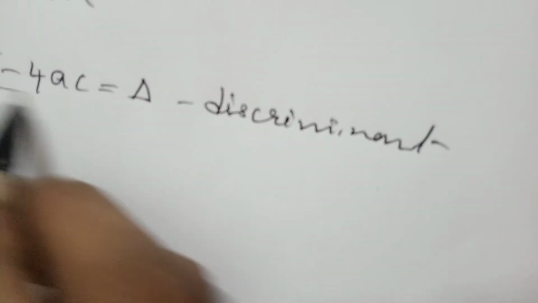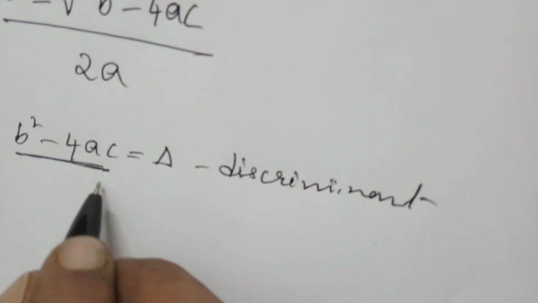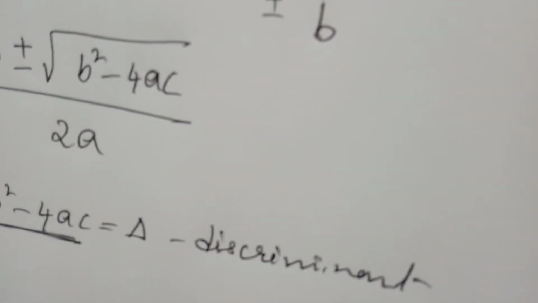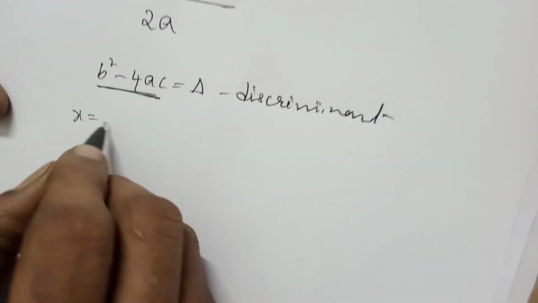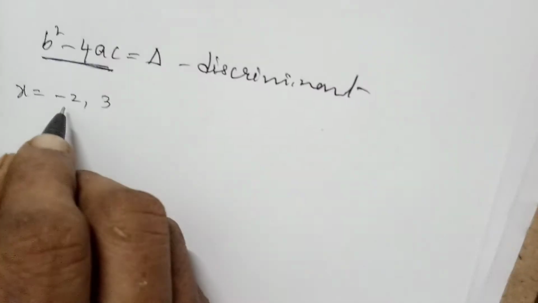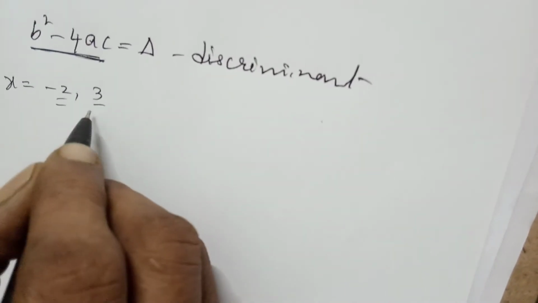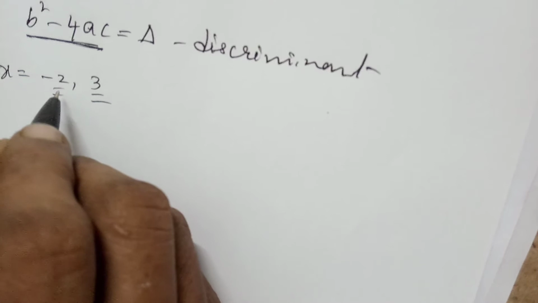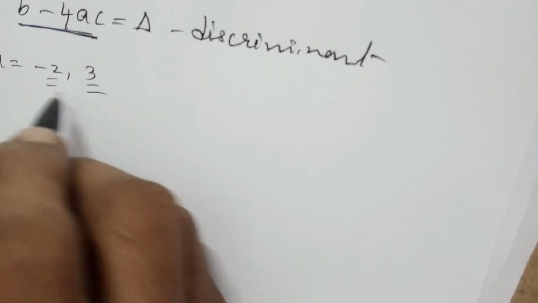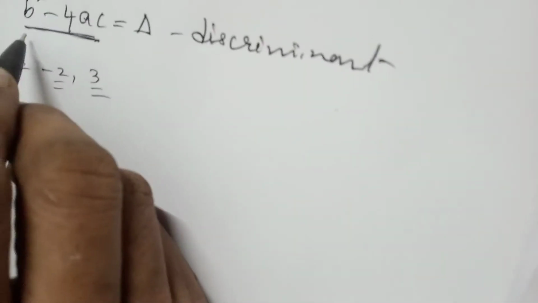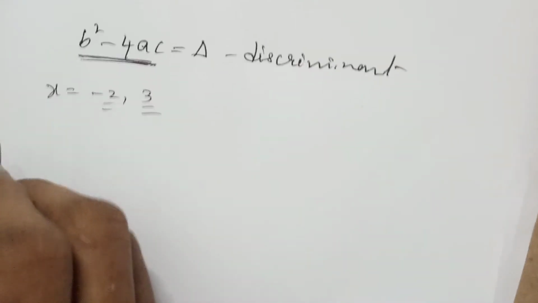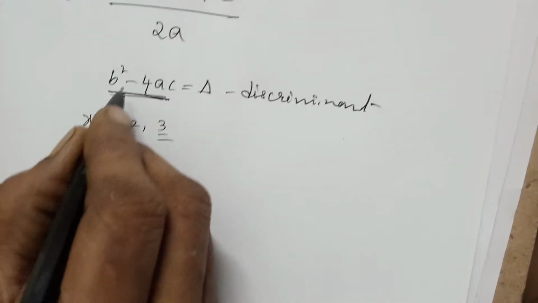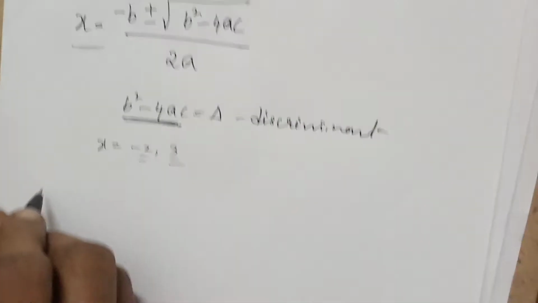Now based on this b square minus 4ac, we can judge the roots. In previous sums we got x is equal to, like, minus 2, 3, where one is negative, one is positive, both are not equal, and both are integers, or if you have imaginary roots, and so on, we can comment upon the roots using b square minus 4ac. Now first we'll find out how to use this root formula.